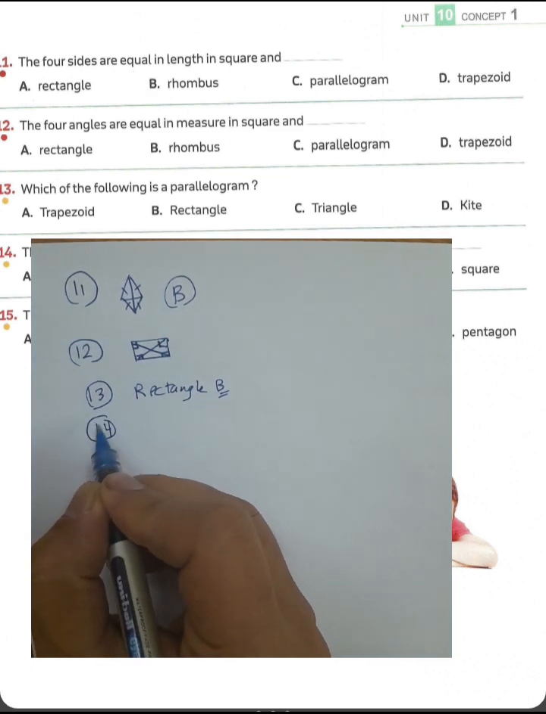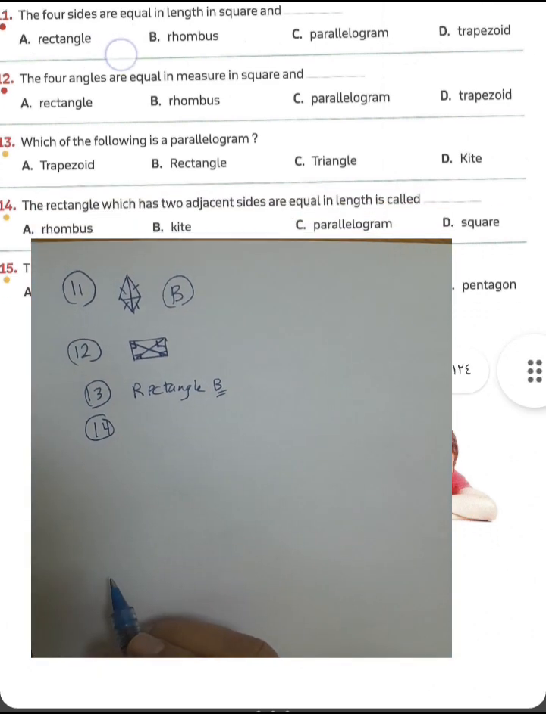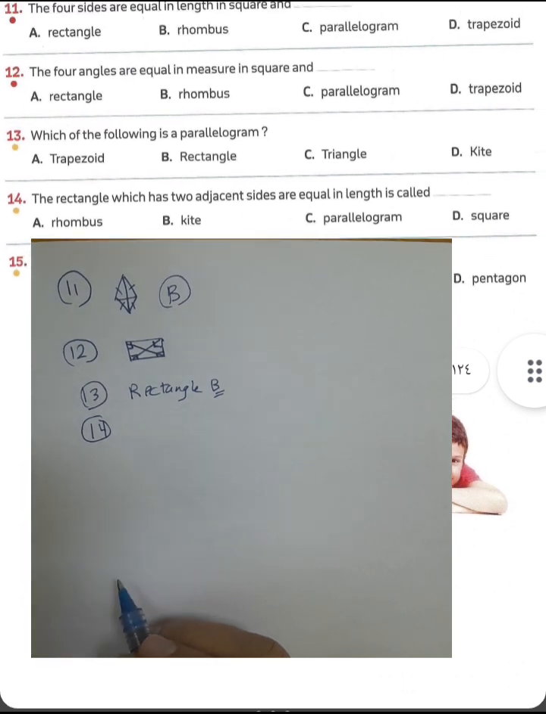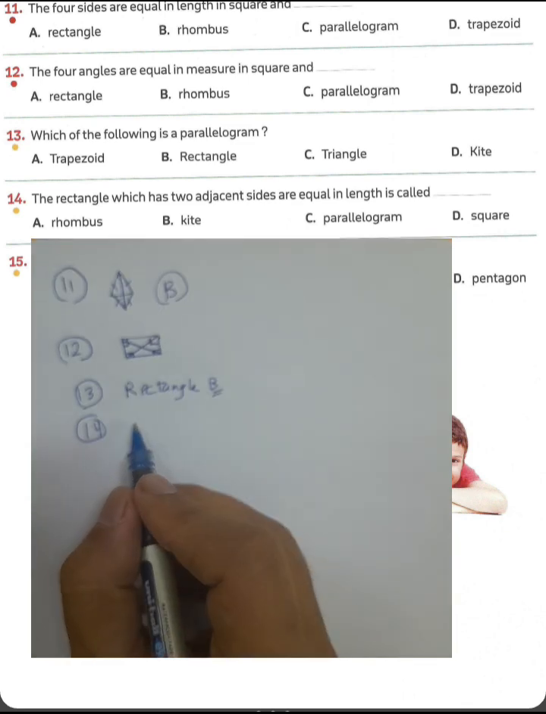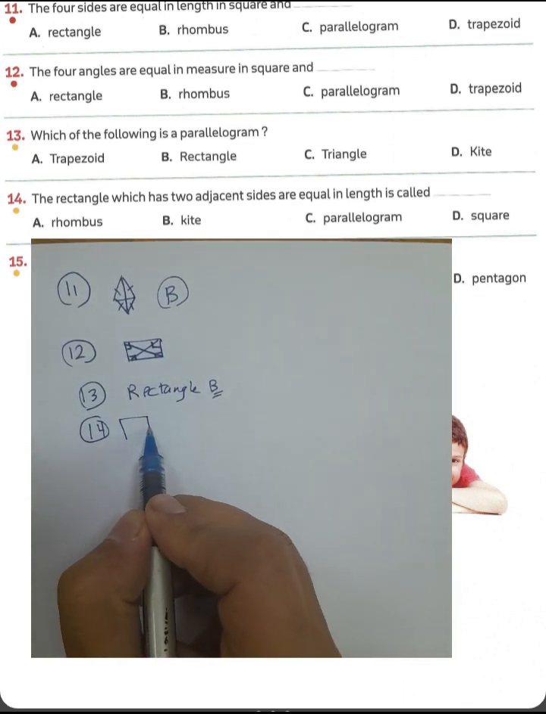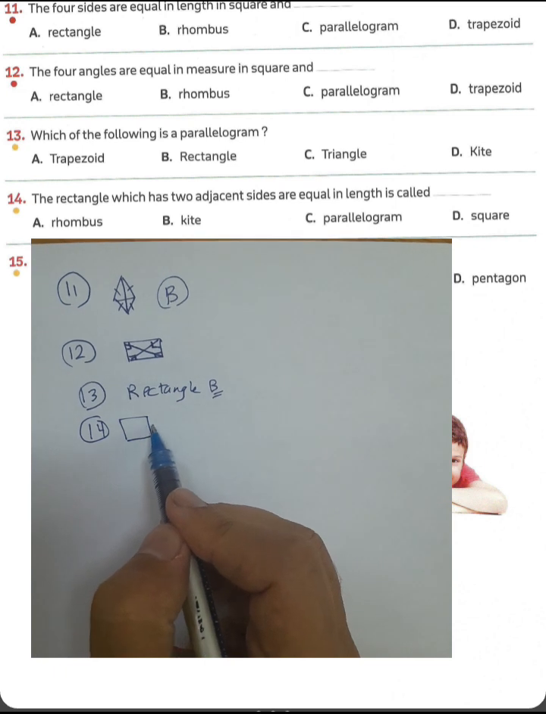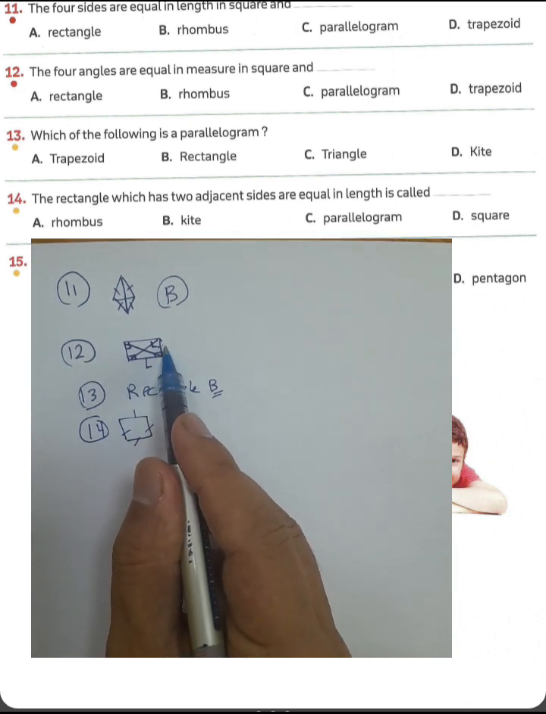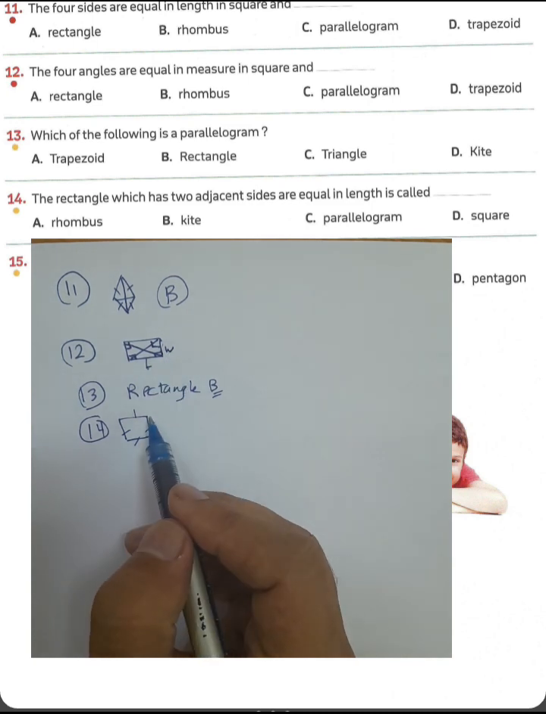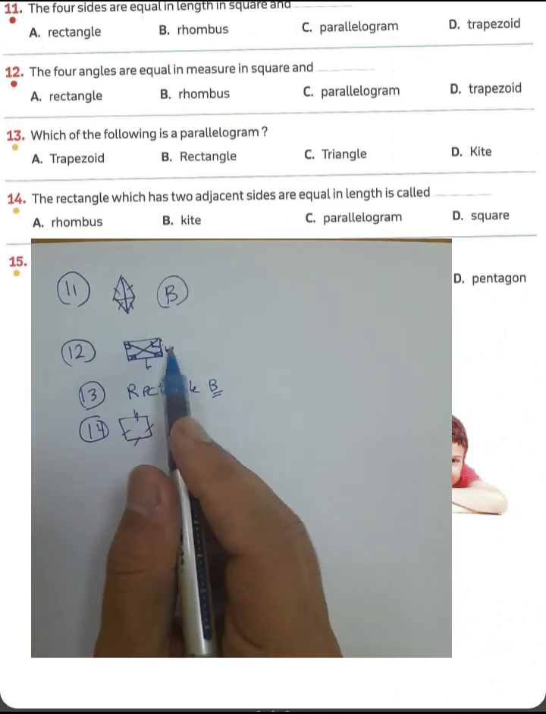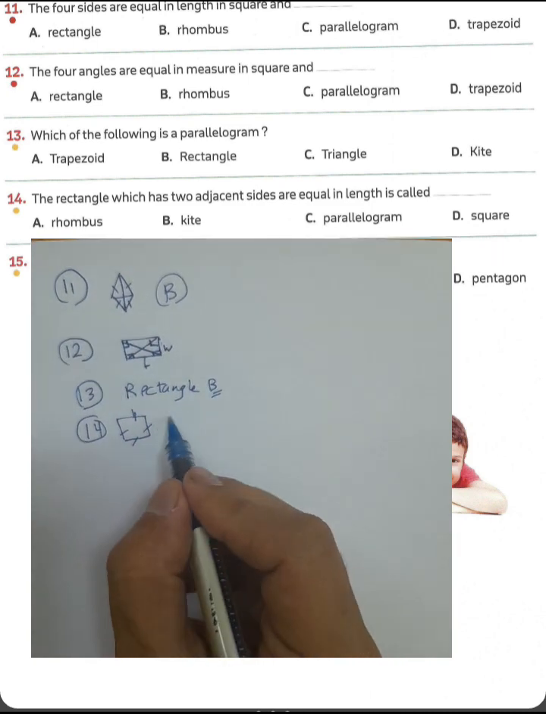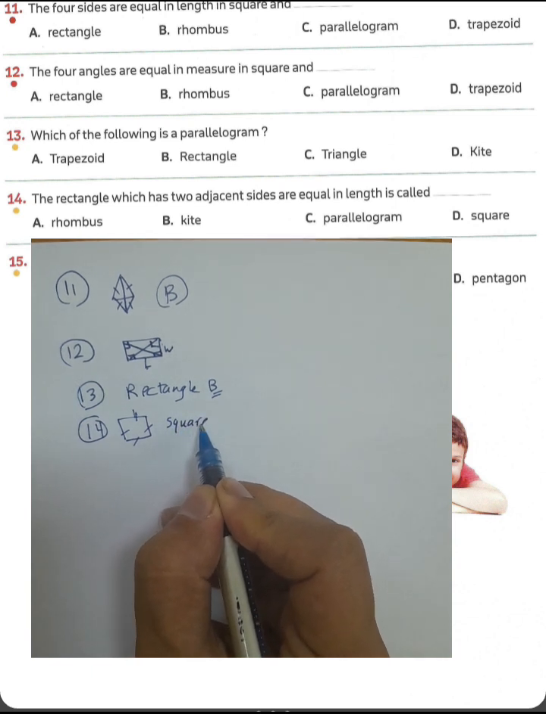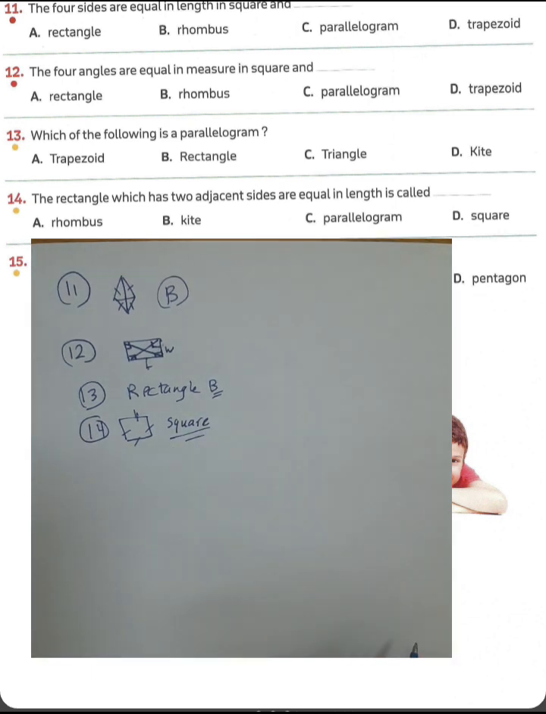Question 14: a rectangle which has 2 adjacent sides equal in length, we call it a rectangle converted to a square. A rectangle converts to a square if 2 adjacent sides are equal in length. We call them length and width. If length equals width, we can say this rectangle converts to a square.